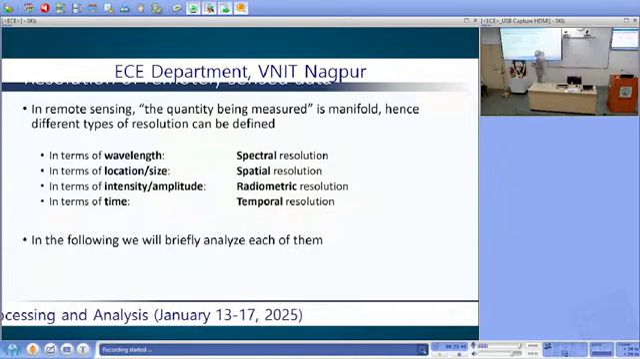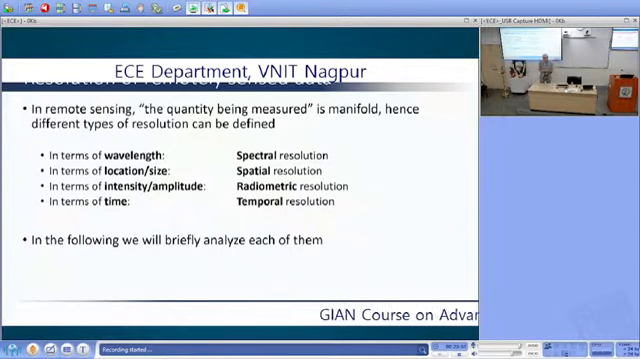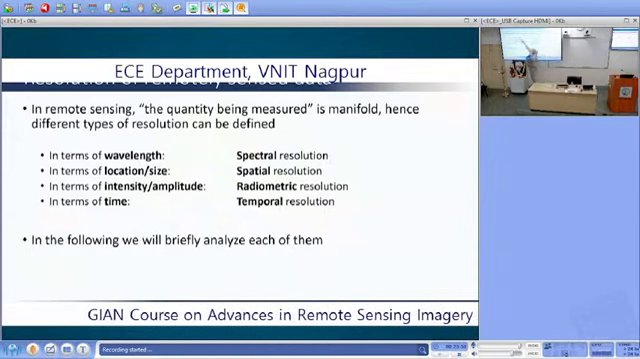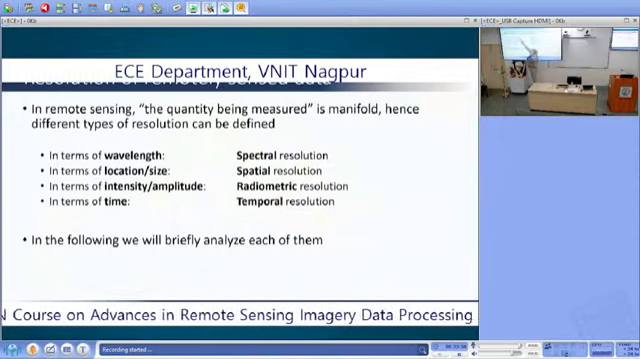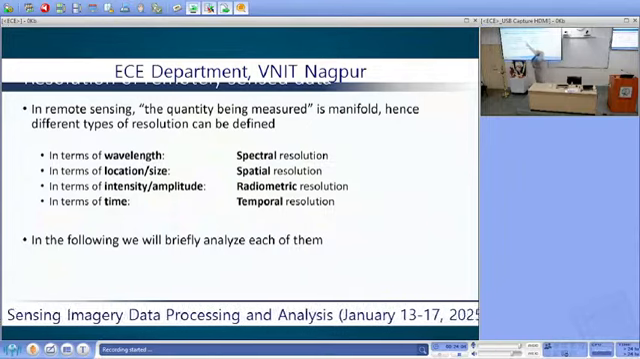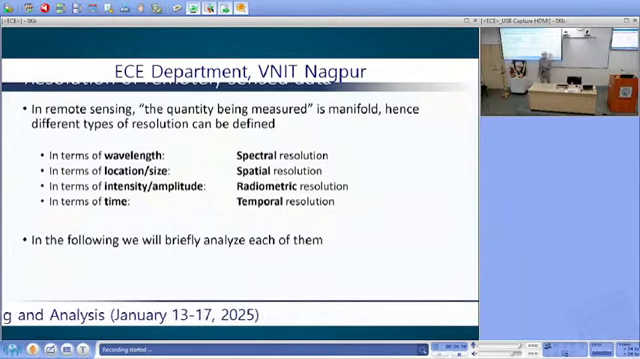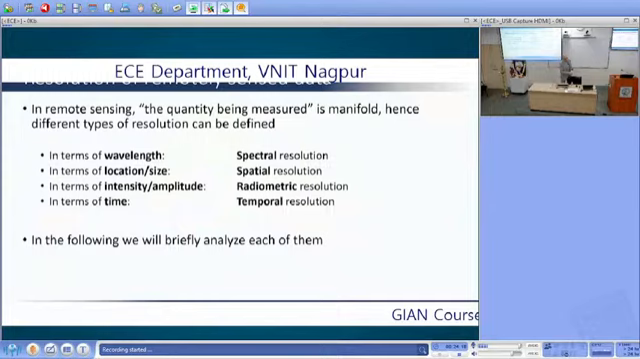When you work with remotely sensed data, you don't just have to do with the power measurement. That's a factor for sure, but you're also working with not just different powers, but different wavelengths, different locations, and different times, besides, naturally, different levels of incoming power. So correspondingly, you have different concepts of resolution for remote sensing.